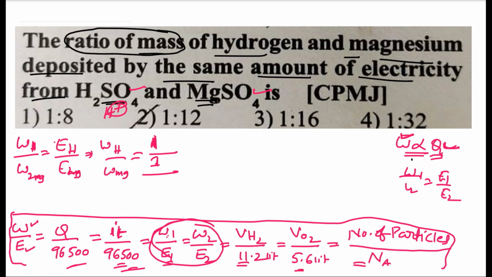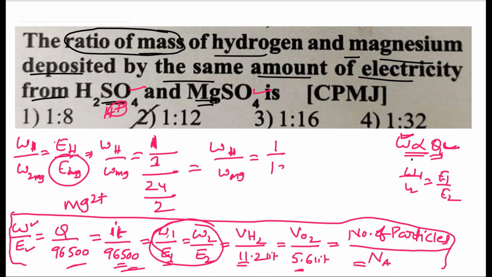And the equivalent weight of magnesium is what? Atomic weight of magnesium is 24, and magnesium forms Mg2 plus, so 24 by 2. Then the weight of hydrogen by weight of magnesium is 1 by 12. So 1 by 12 means the ratio is 1 is to 12. So the second option is the correct answer. By applying this formula we solved this problem.